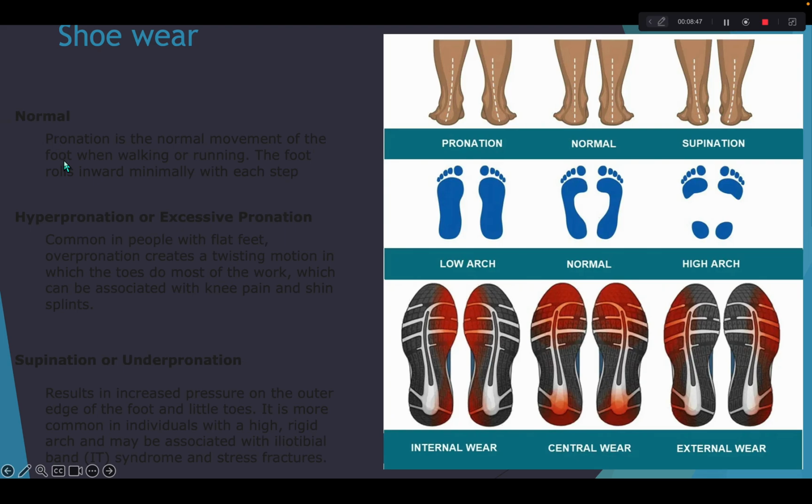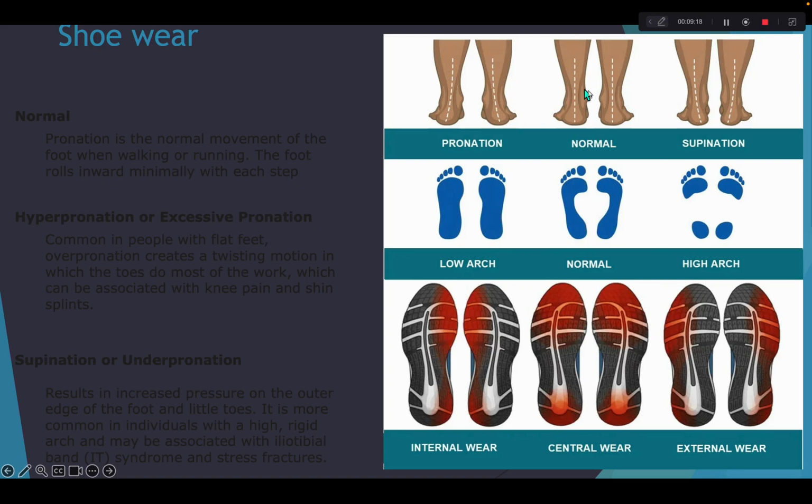This is a little hard to read here. Sorry, I should have chosen a better font. But shoe wear, normal shoe wear is on the top here, middle, okay? So pronation is the normal movement of the foot when walking or running. The foot rolls inward minimally with each step.